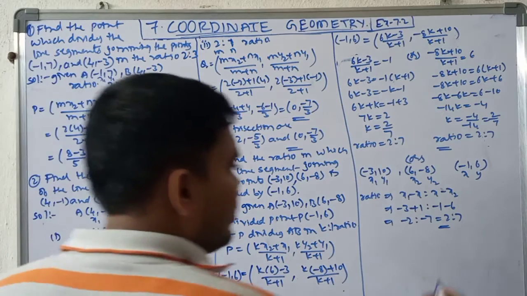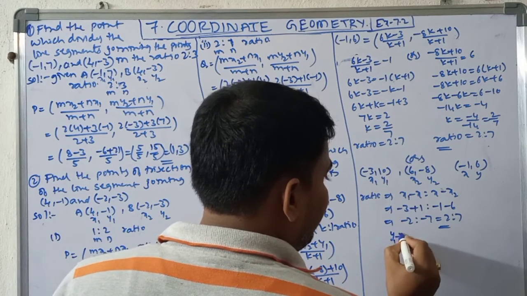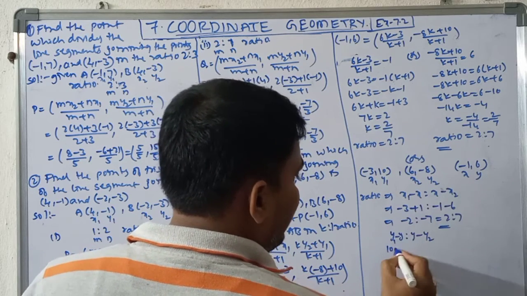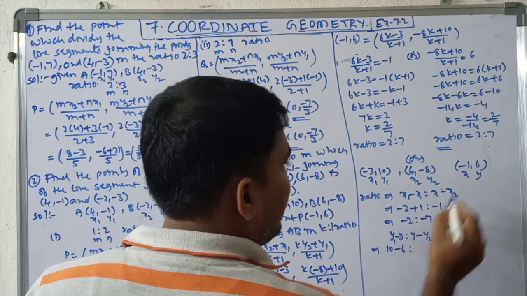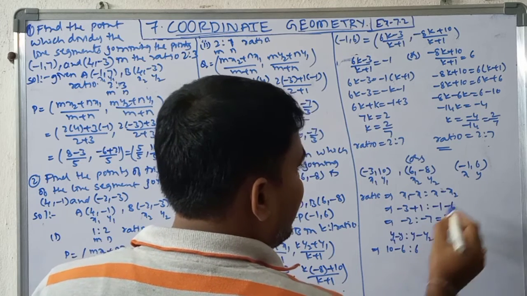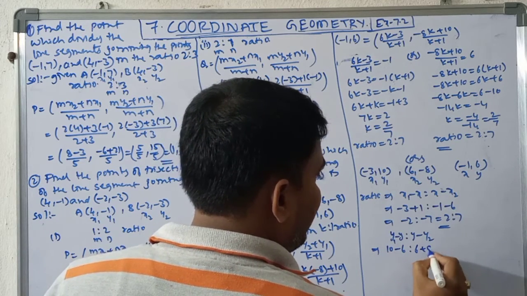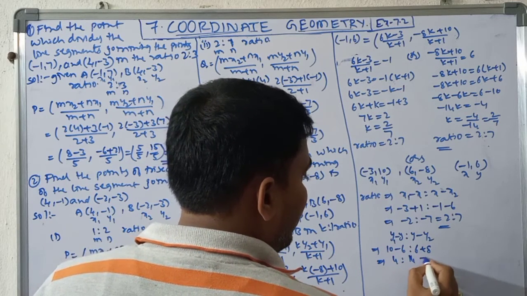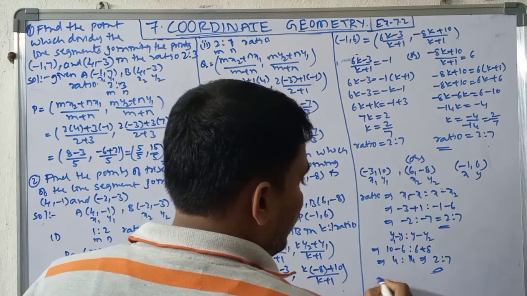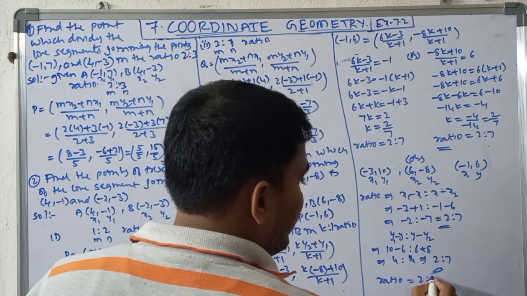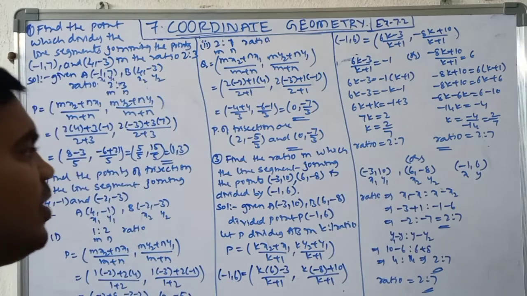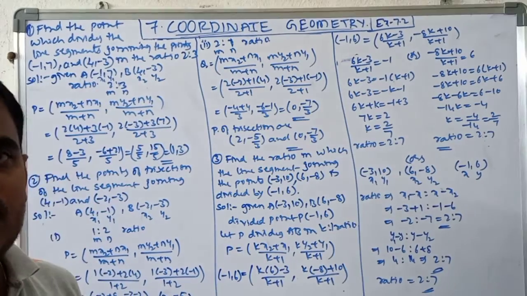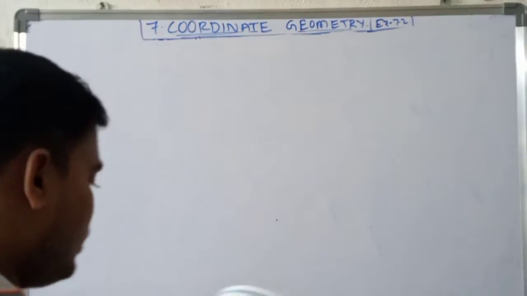Or else y1 minus y is to y minus y2: y1 10 minus 6 is to 6 minus minus 8, 6 plus 8. 10 minus 6, 4, is to 6 plus 8, 14. Cancel, 2:7. Overall ratio equal to 2:7. So whatever the method we may choose, if you write it, this is also correct. This is the exercise 7.2 fourth question.